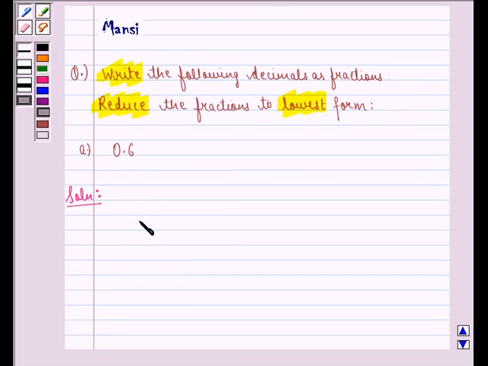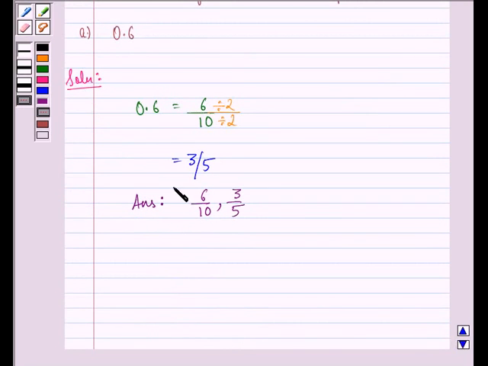We see that 0.6 can be expressed as 6 by 10. If we divide the numerator and denominator of 6 by 10 by 2, we are left with 3 by 5. So our answer to A part of this question is that 0.6 in the fraction form is 6 by 10, and if we reduce the fraction 6 by 10 to the lowest form, it is 3 by 5. This is our answer.